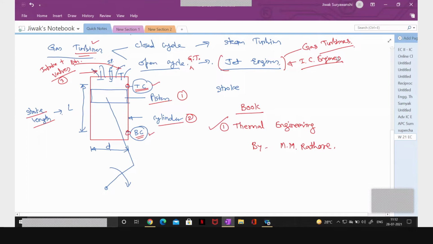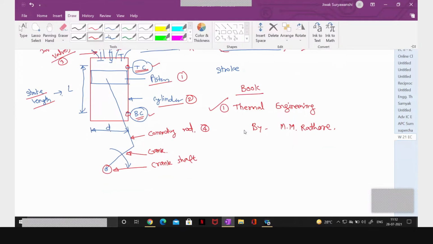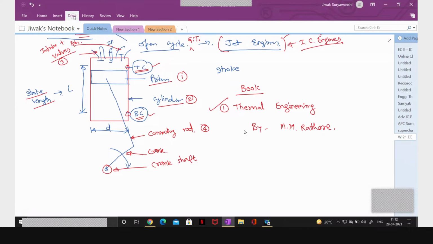Then third, this part is the connecting rod. Then this one is the crankshaft and this one is the crank. And this is the crankcase.